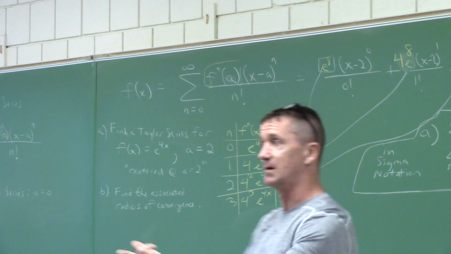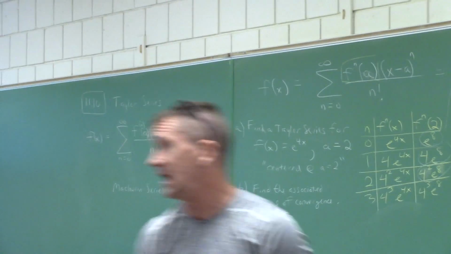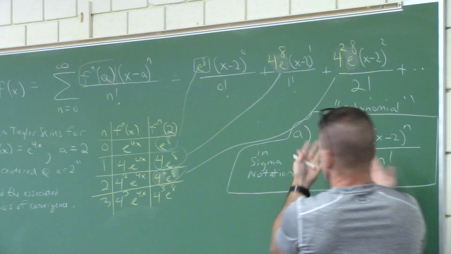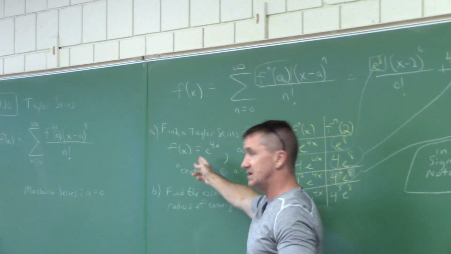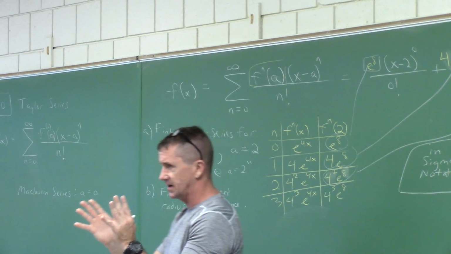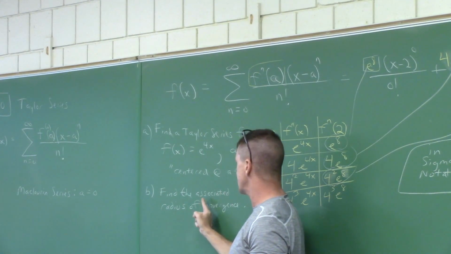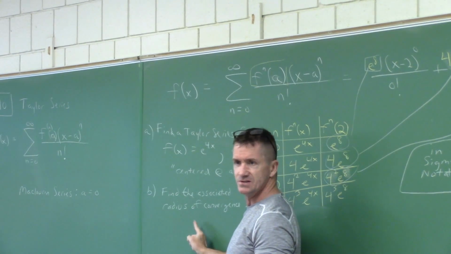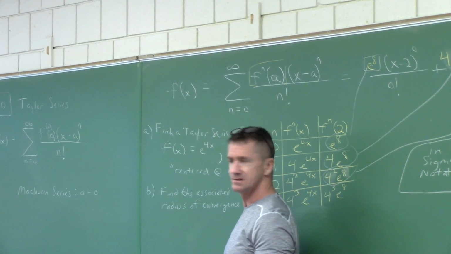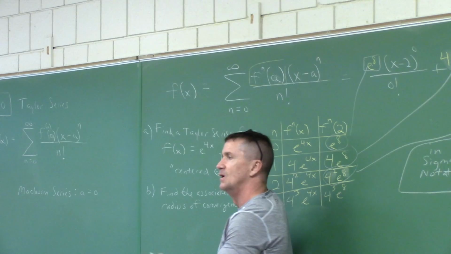That's important to the programmers in here. When I write a program, can I use all x values, and this works, to represent a function e to the 4x, or only certain x values? So we're now going to find the associated radius of convergence. So this is what we did yesterday. We just get more practice. So this is the 11.8 stuff.